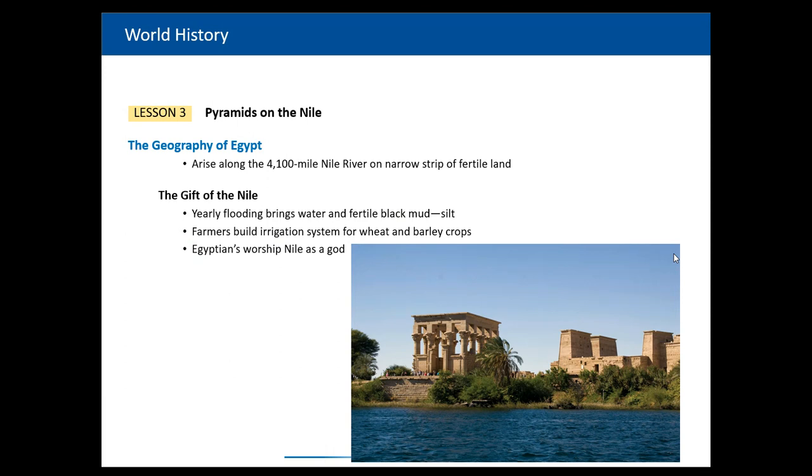The geography of Egypt. Egypt arose along the 4,100-mile Nile River on a narrow strip of fertile land. The gift of the Nile is very important to the people of Egypt. Yearly flooding brings water and fertile black mud, or silt. Farmers build irrigation systems for wheat and barley crops. Egyptians worship the Nile as a god.